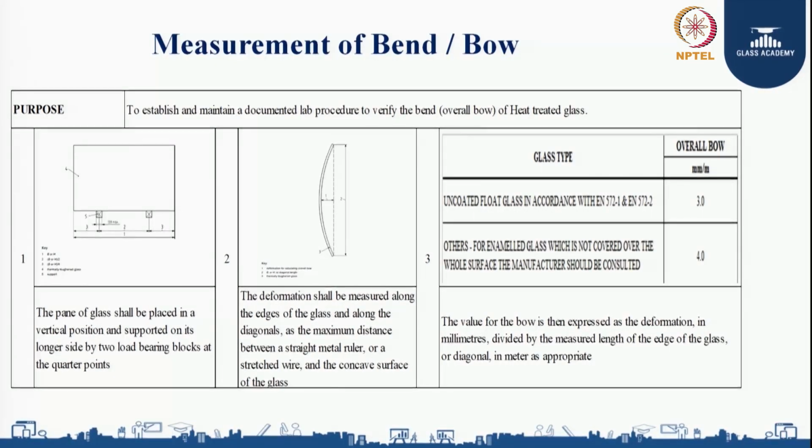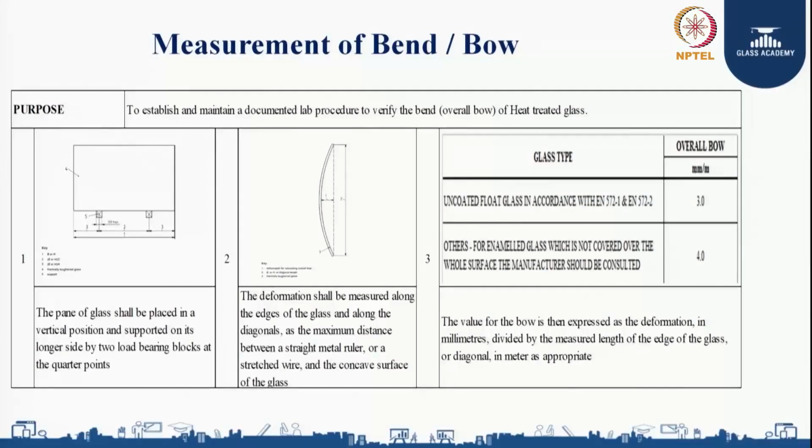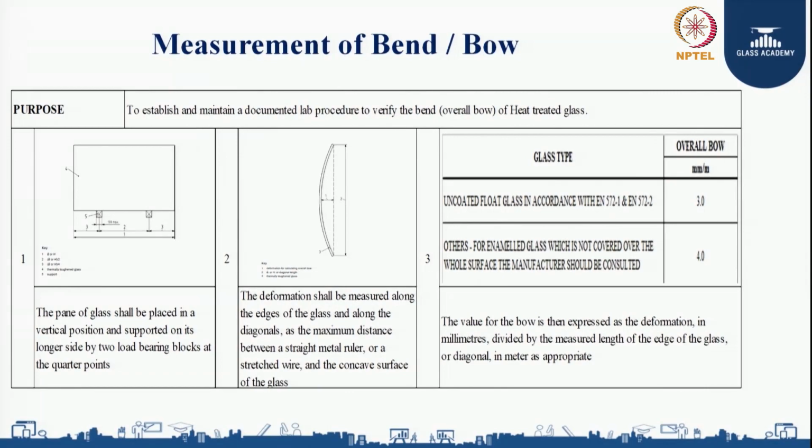Let us understand. First of all, the pane of glass shall be placed in a vertical position and supported on its longer side by 2 load bearing blocks at the quarter points. You can see in the figure, I am keeping the glass in a vertical position and I am keeping 2 load bearing blocks positioned at the quarter points. Suppose my panel size is 1000 mm, I will keep the glass vertically and I will place the load bearing blocks at 250.